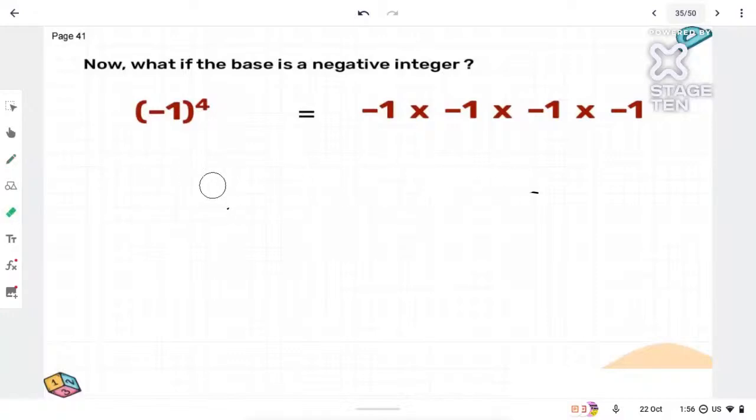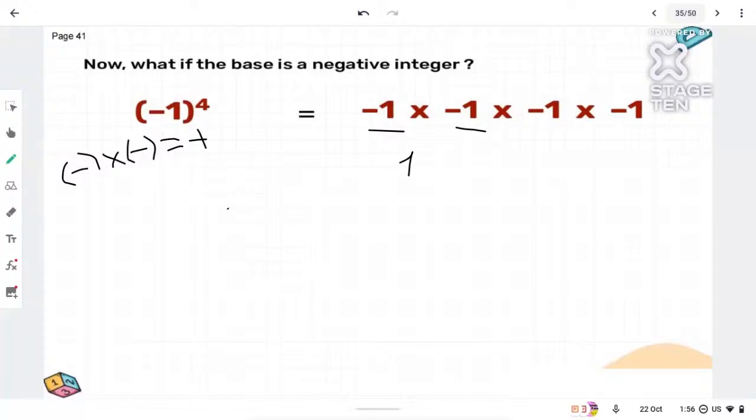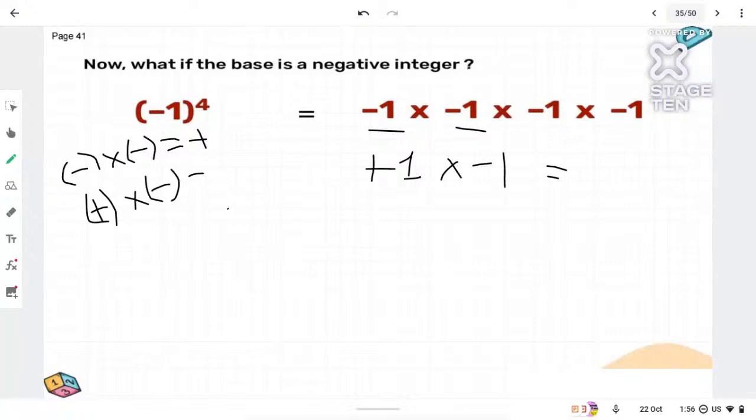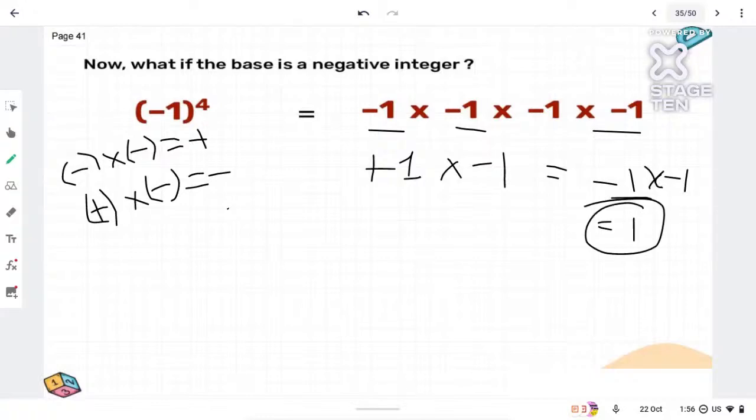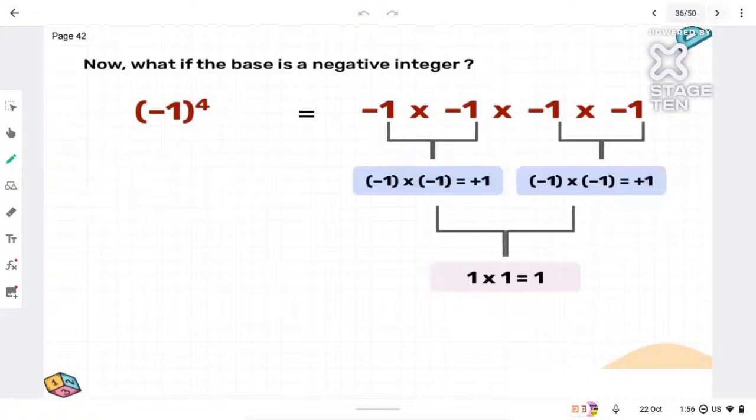As given in the question, minus 1 into minus 1. You have studied in integers, minus into minus is plus, correct? So this becomes plus 1. Multiplied by minus 1, it will become minus 1 because plus into minus is minus. Minus 1 again into minus 1 gives me positive 1. Yes, you guys gave the correct answer. The answer is positive 1.